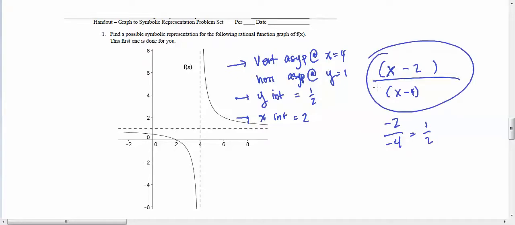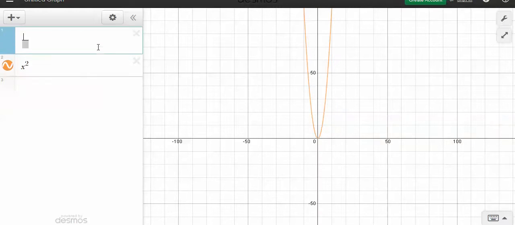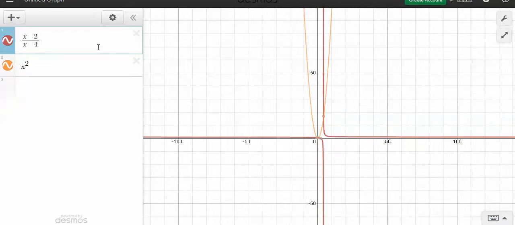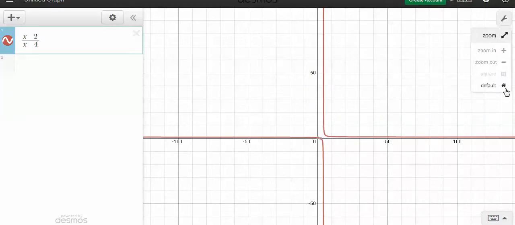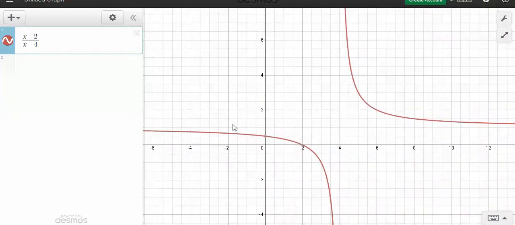If you were to graph this on Desmos or something like that, then let's try that. It was a simple fraction, and it was x minus 2 over x minus 4. There we go. I'm going to get rid of that parabola right there. That's exactly what I see. Let me zoom in a little bit more. There we go. See, there's a horizontal asymptote.